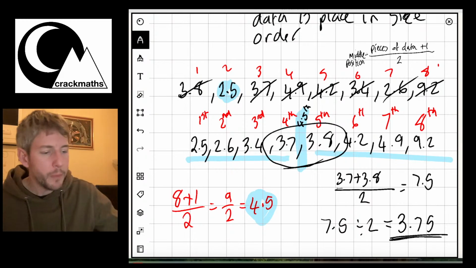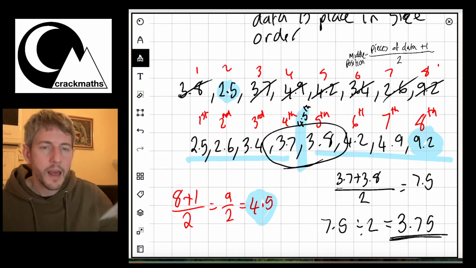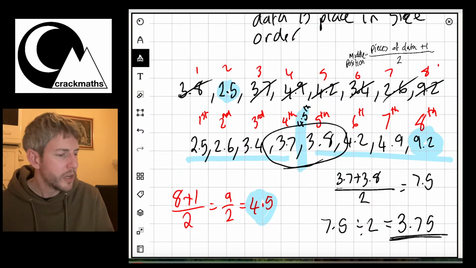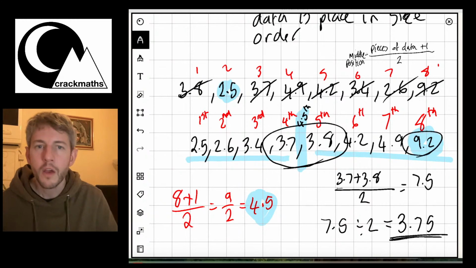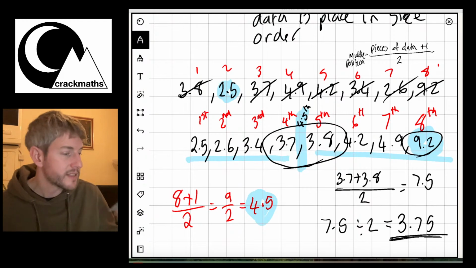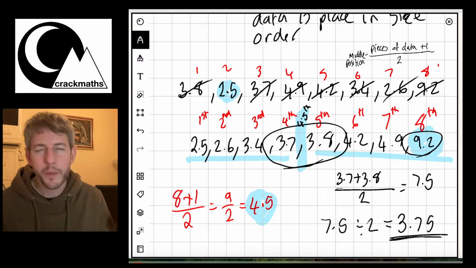The reason why people use the median is because it can eliminate outliers. So if we look at this data here, there was this 9.2, where that 9.2 is quite large, a lot larger. In fact, it's twice the size of almost all the other pieces of data. So if we had found the mean of this, then that would have influenced it.